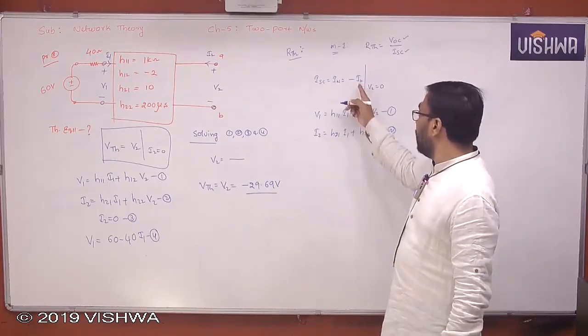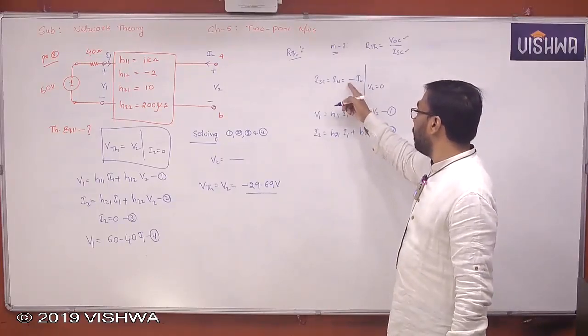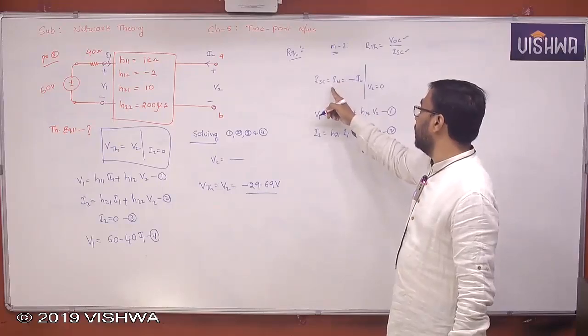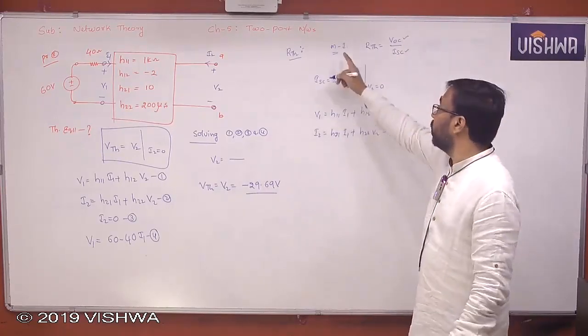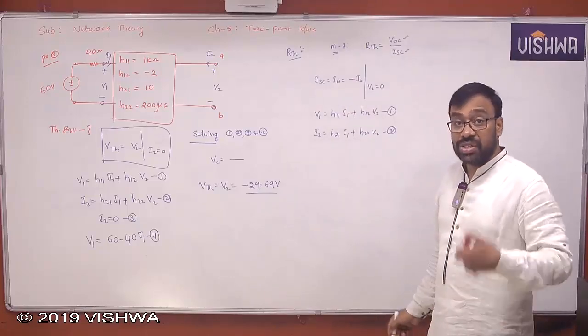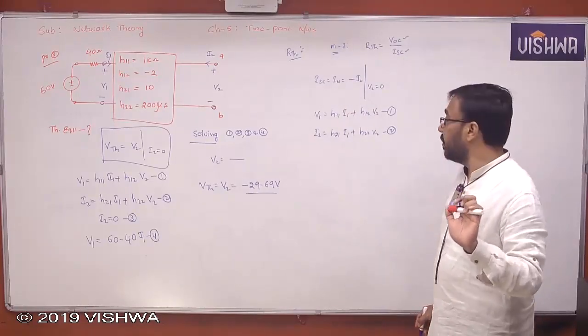Now I want to find I2. My objective is to find I2 and apply minus to it. Then you will get ISC. Already you got VOC. Find the ratio of these two. You will get RTH according to method 1. Okay. We will also apply method 2. That is Oldham technique. Wait for a moment.